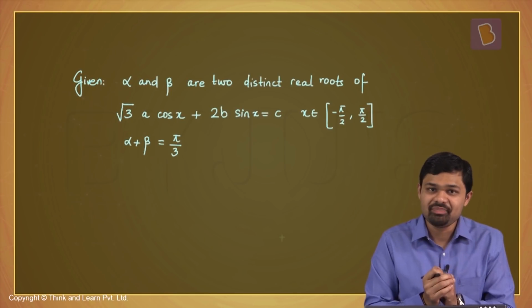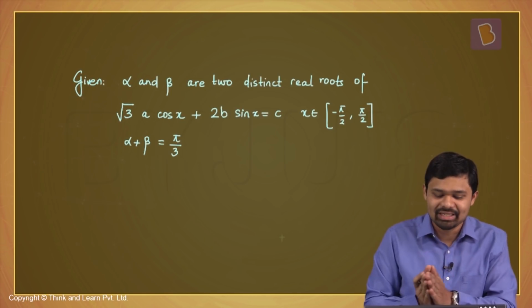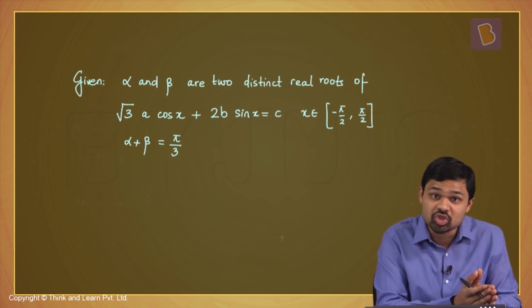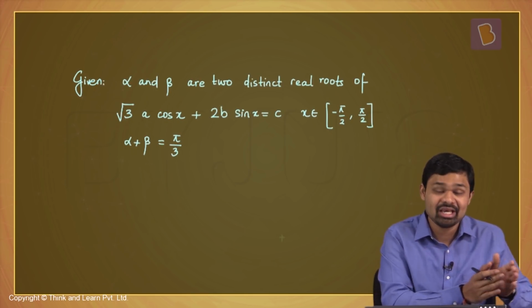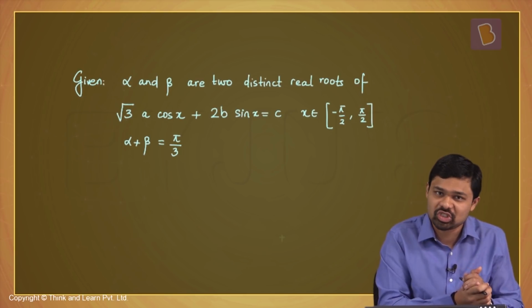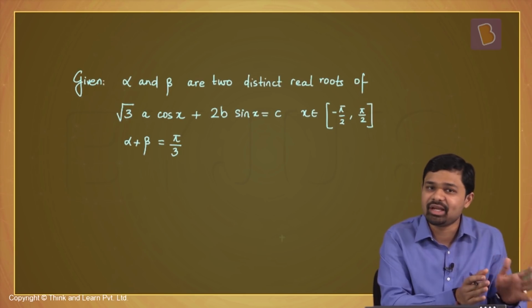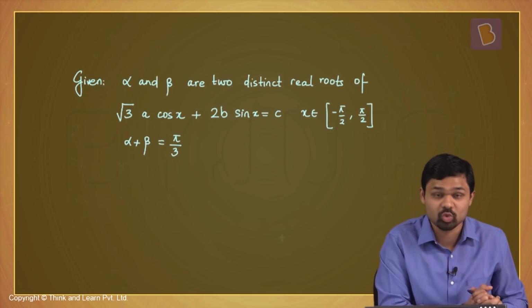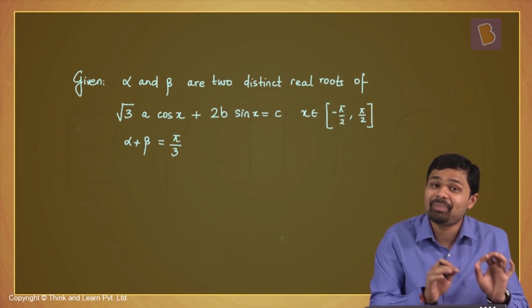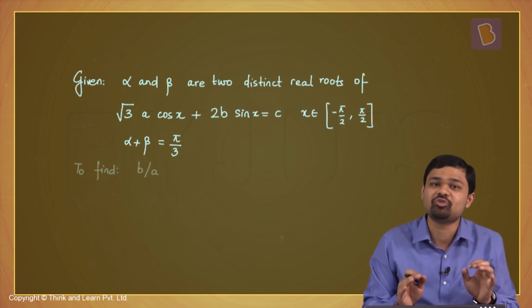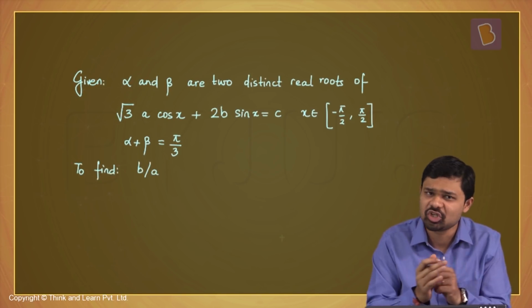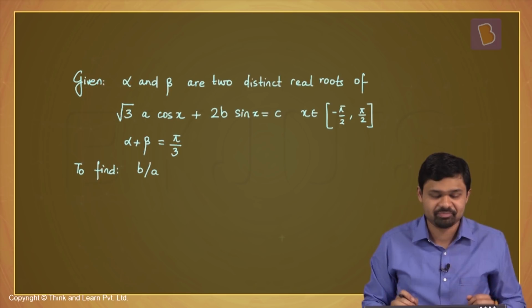In this question, they've told us that alpha and beta are two distinct real roots of the trigonometric equation root 3 a cos x plus 2b sin x is equal to c, wherein x lies in the interval negative pi by 2 to pi by 2, such that alpha plus beta equal to pi by 3. Now the objective is to find b by a, and this is a numerical kind of question.